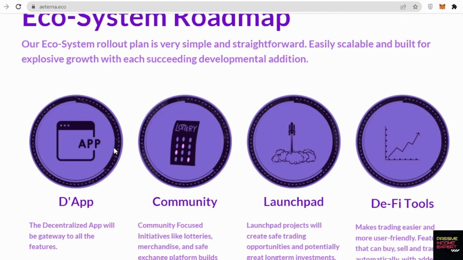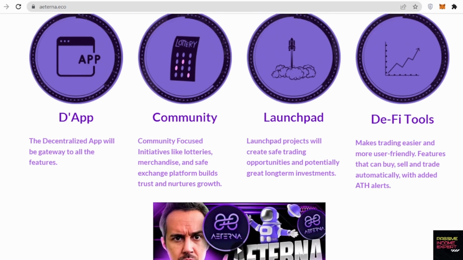The DApp, which is already done. They will be launching the community part. Community focused initiatives like lotteries, merchandise, and a safe exchange platform build trust and nurture growth. Launchpad will be done where new projects will be launched, and that's very exciting. And that will make the coin run in the longer run.